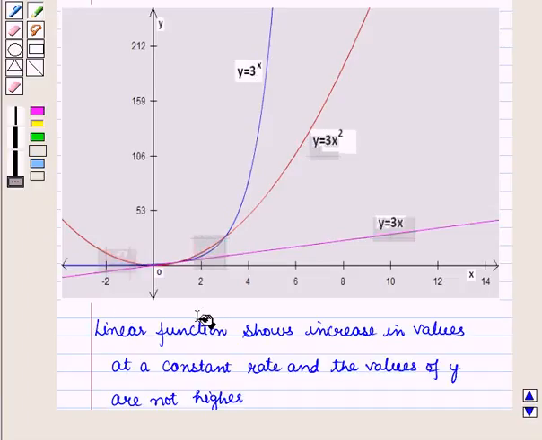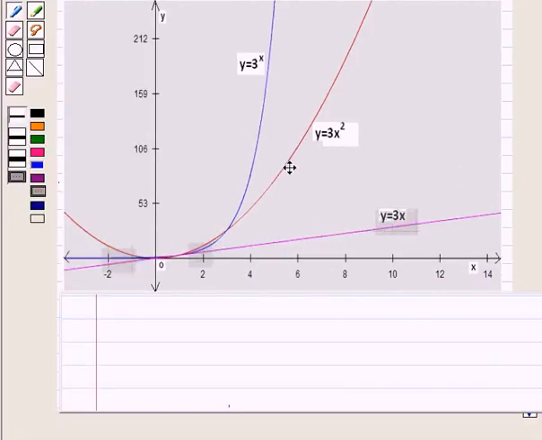Now this linear function shows an increase in values at a constant rate and the values of y are not higher. Now in the quadratic function, there is an increase in values as compared to the linear function. Now see the exponential curve is lower than or equal to the quadratic curve till x is equal to 3, but after x is equal to 3, it shows a great increase in the values of y as compared to both the curves.